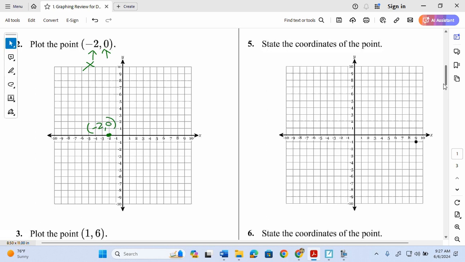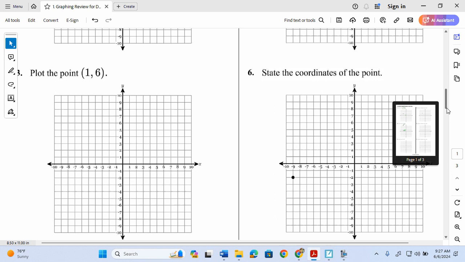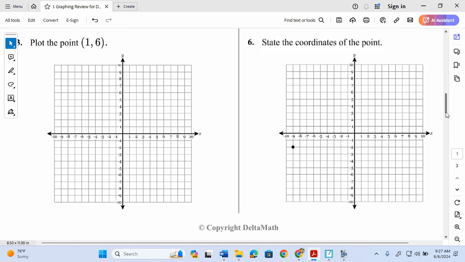Once again, I realize that you know how to do this. We're just double checking that you know. Okay, 1, 6 means go over 1 on the x-axis and then up 6. So we're going to go all the way up 6. So that's the point 1, 6.